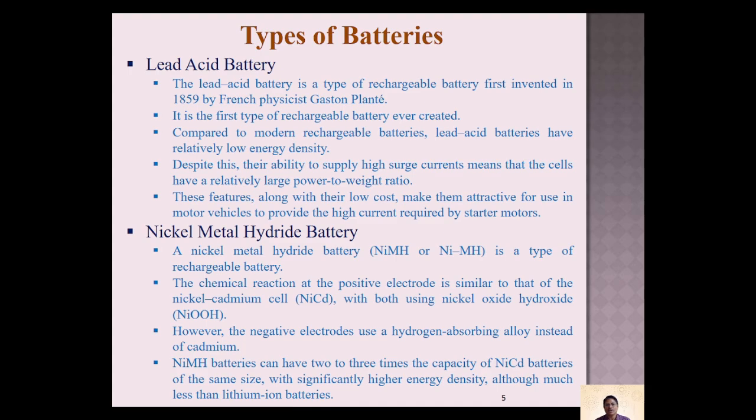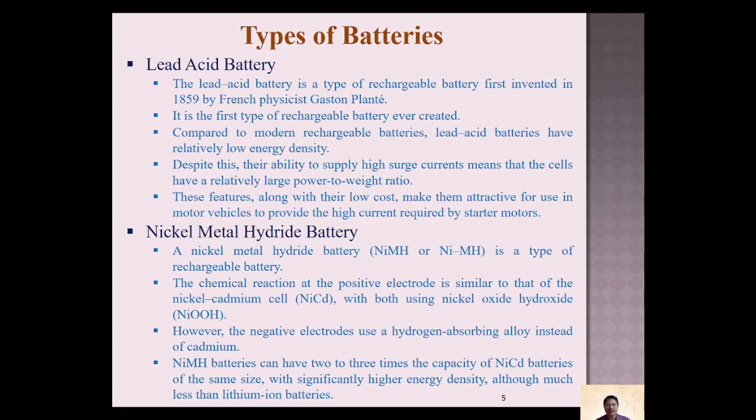Compared to modern rechargeable batteries, lead acid batteries have relatively low energy density. Their ability to supply high surge current means that the cells have a relatively large power to weight ratio. Along with their low cost, this makes them attractive for use in motor vehicles to provide the high current requirement of starter motors.